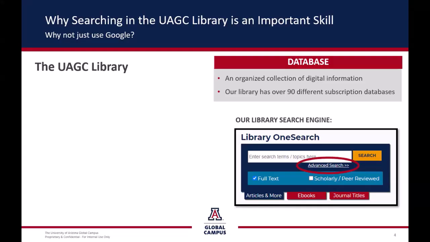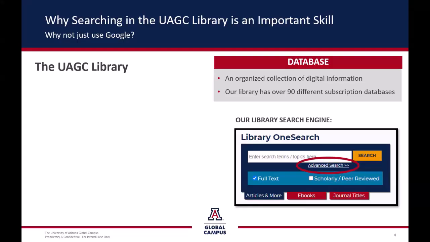So first, I want to back up a little bit and talk about a key term, database. A database is an organized collection of digital information. That could be articles, books, data, images, videos, and they can be searched efficiently in a database using keywords, subjects, or filters. Now, in library research, databases provide access to credible, curated sources that support academic and professional work.